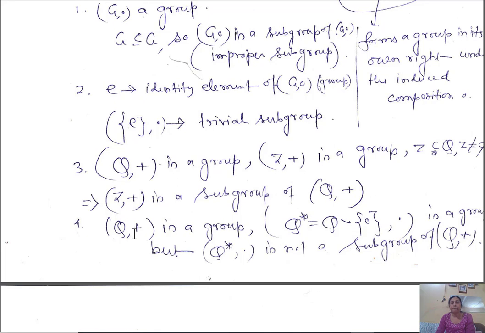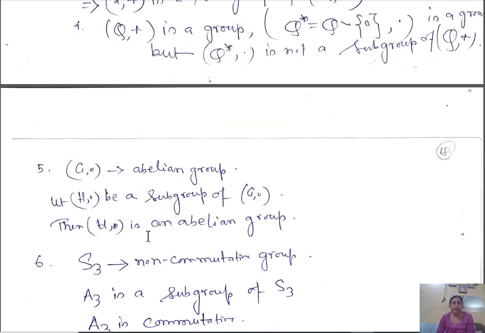Here is another example, which is a fact: if (G, ∘) is abelian, and (H, ∘) is a subgroup of (G, ∘), then this (H, ∘) is also an abelian group, a commutative group. This is very obvious because H is a non-empty subset of G. So if G is commutative, every element in G commutes, then every element in H also commutes. So if (G, ∘) is abelian, then any subgroup of this is also abelian.